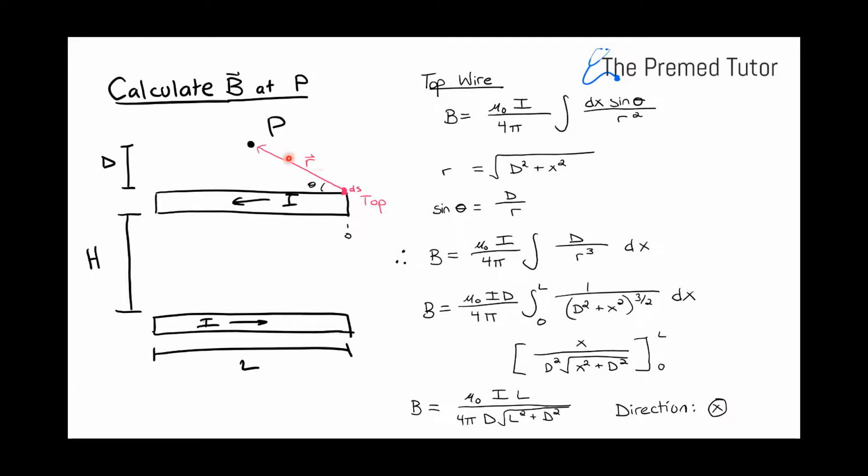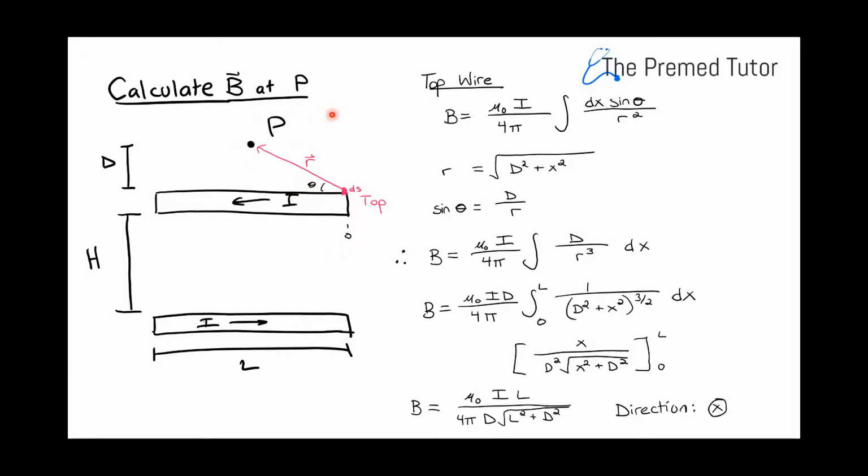So the way we calculate the net B at point P is through the superposition principle. That is to say, let's find the total contribution to the magnetic field at P from the top wire, and then add it to the net magnetic field contributed from the bottom wire. So B from the top plus B from the bottom will give us the B at P.